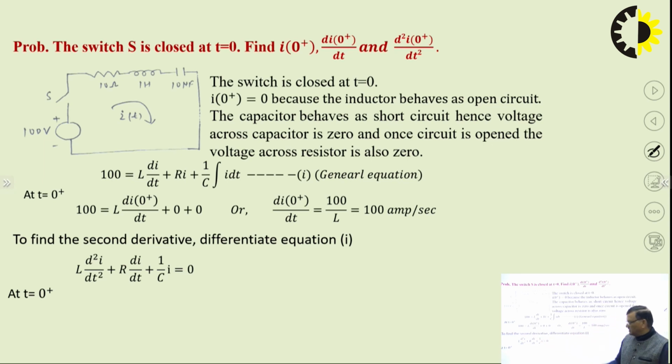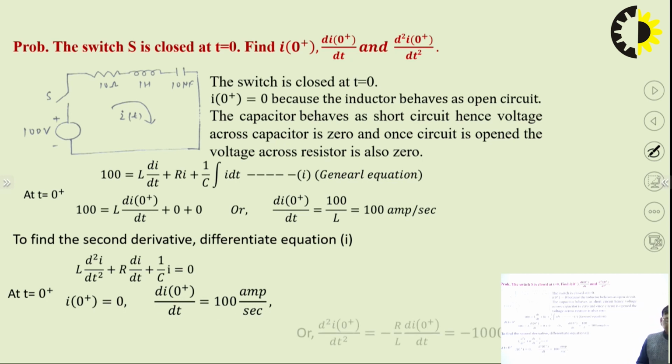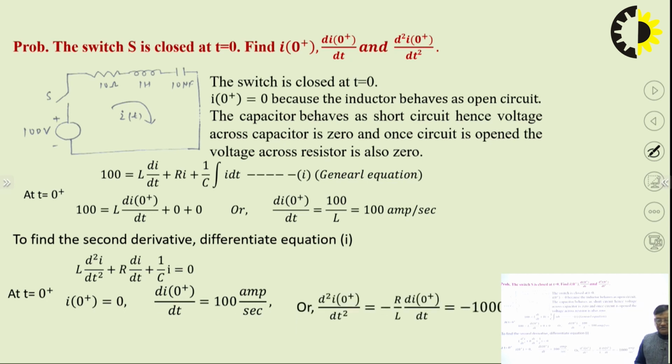From here we can get the L di/dt. So, this way we can get d²i(0+)/dt² is minus R by L, which is minus 1000 ampere per second square. So, this is the way through which we can find the initial conditions or final conditions of any RL, RC or RLC network.